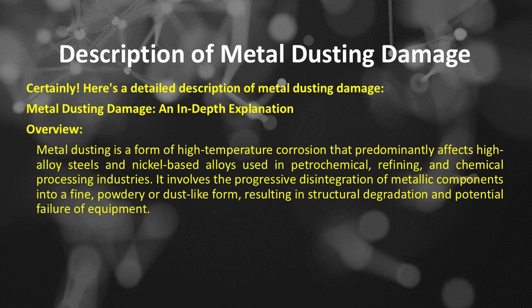Here's a detailed description of metal dusting damage, an in-depth explanation, overview. Metal dusting is a form of high-temperature corrosion that predominantly affects high-alloy steels and nickel-based alloys used in petrochemical, refining, and chemical processing industries. It involves the progressive disintegration of metallic components into a fine, powdery, or dust-like form, resulting in structural degradation and potential failure of equipment.